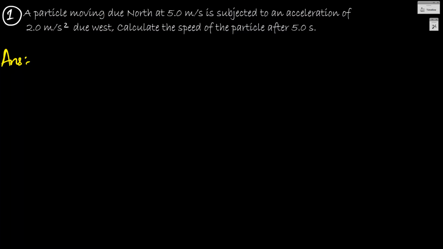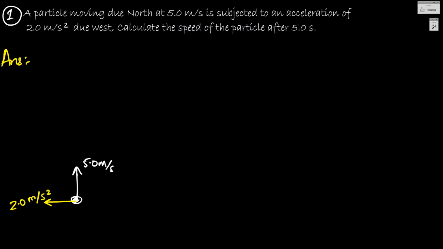Let's say the particle is over here, and it's moving due north this way at 5 meters per second. And it's subjected to an acceleration of 2 meters per second squared due west. I'm going to use yellow for acceleration. So this is our west, 2.0 meters per second squared. We want to calculate its speed after 5 seconds.